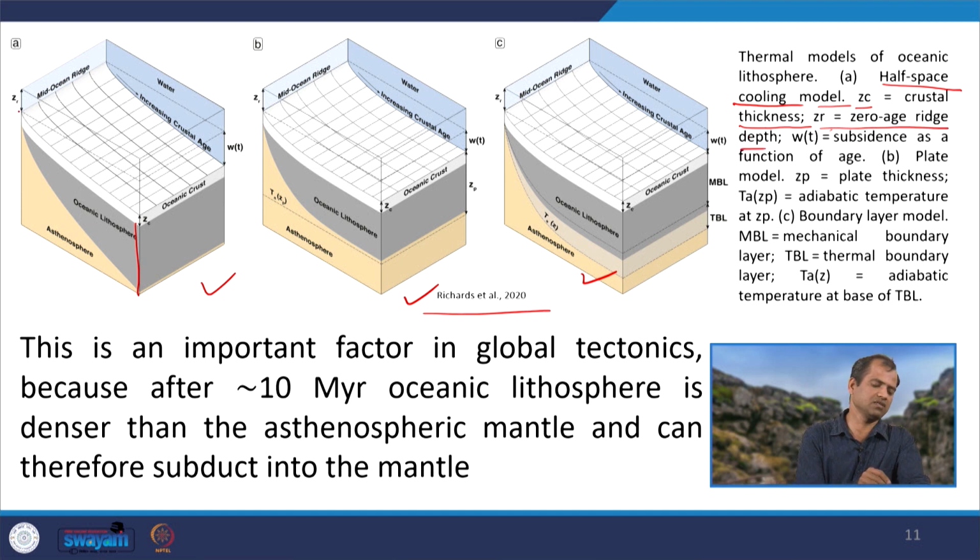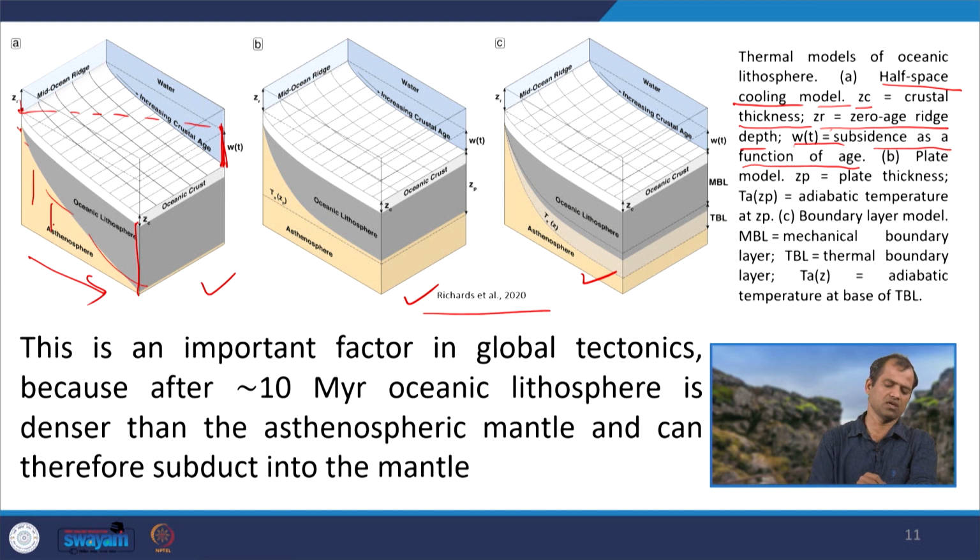Here this is the zero ridge depth. So, that means we are at the mid-oceanic ridge, and WT is the subsidence as a function of age. So, this much is subsiding. Had it not subsided, this would probably be the thickness. But once we move away from this mid-oceanic system, the age is increasing. So, how is this lithospheric system subsiding from the top?